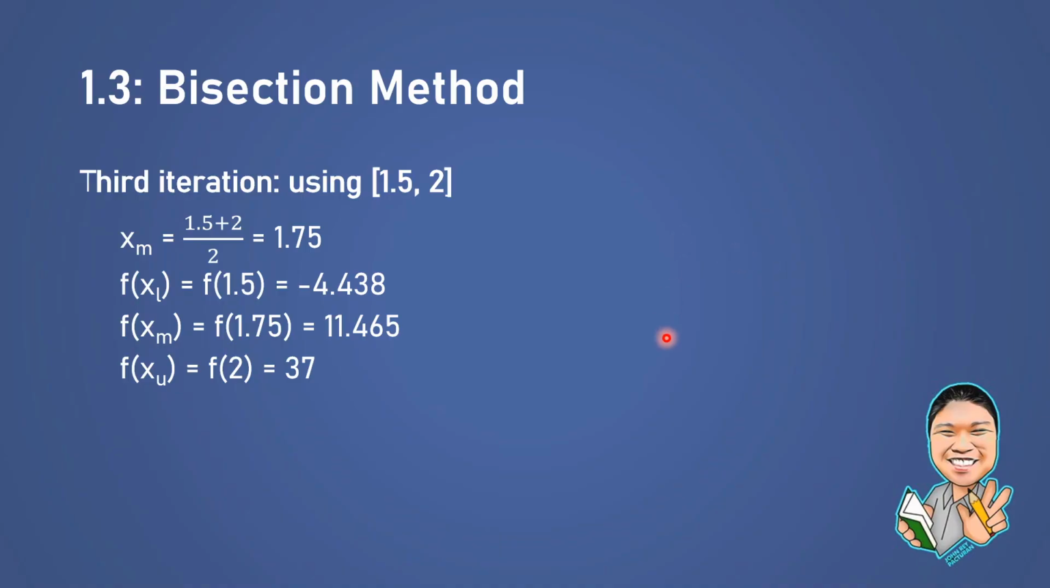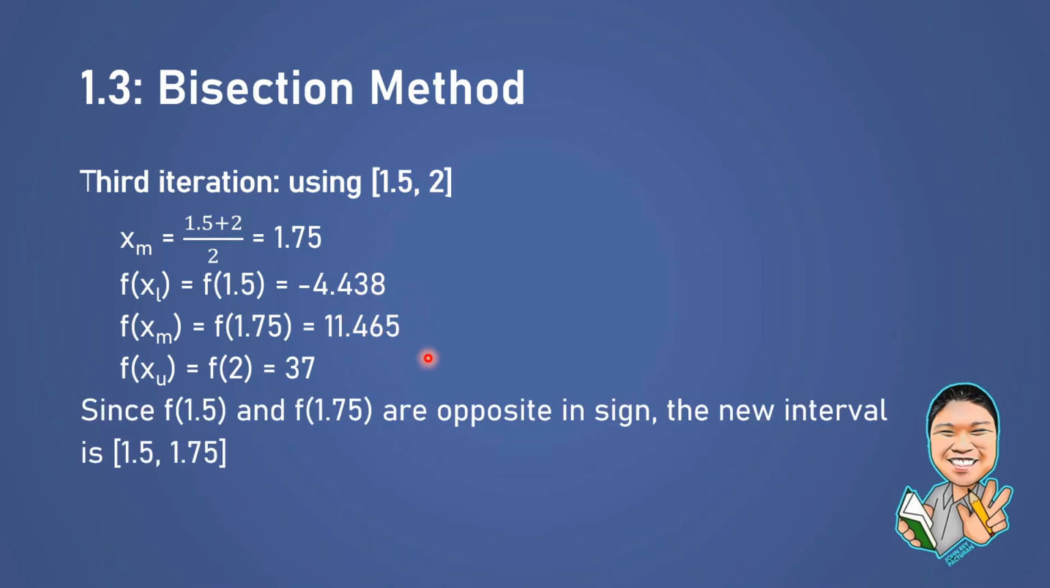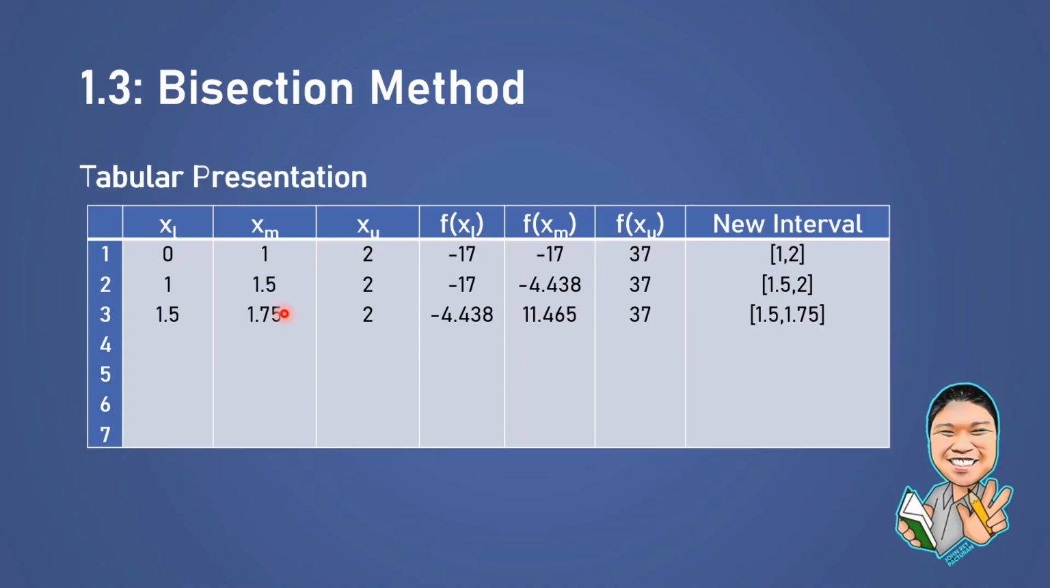Tandaan ang goal, kung saan nag-shift of sign, automatic yun na yung next interval. Ito na siya, negative to positive. So since negative to positive siya, ang ibig sabihin nito, yung bagong interval natin ay 1.5 and 1.75. Diba? Ganun lang siya kadali. So, tabular presentation, ito ulit siya. Ito yung ating tabular presentation for the third iteration.